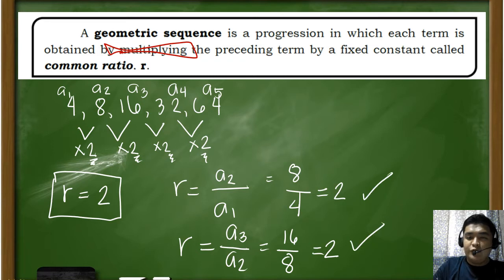64 divided by 32. So, that is a geometric sequence. Again, a geometric sequence is obtained by multiplying the preceding term by a fixed constant called the common ratio. An arithmetic sequence is obtained by adding the preceding term by a fixed constant called, very good, the common difference. Okay?